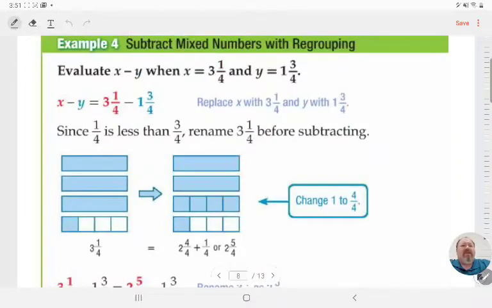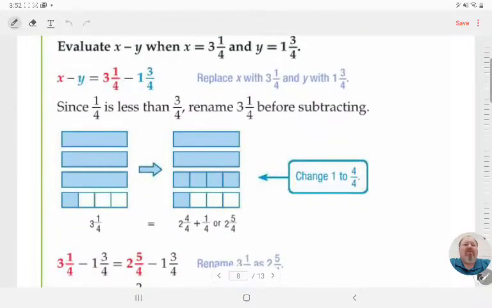All right. So now we're going to talk about using mixed numbers. And mixed numbers, when you subtract, can get a little confusing, okay? So we are to evaluate x minus y when x is 3 1/4 and y is 1 3/4. So all we're doing is plugging in what we know for x and y. So that gives us 3 1/4 minus 1 3/4.